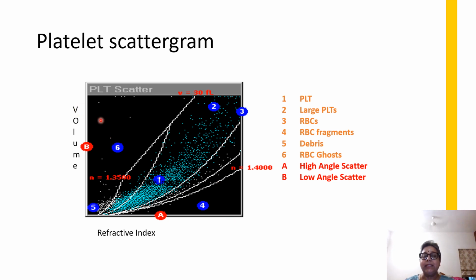These are red cells which have a larger volume or larger size, but a different refractive index. Therefore, you can, in this scatter of volume versus refractive index, which is a two-dimensional measurement of optical scatter, you will be able to definitely differentiate between a platelet and a red cell. So this gives you so much information, and it categorically tells you how many platelets these are that are there in the sample.